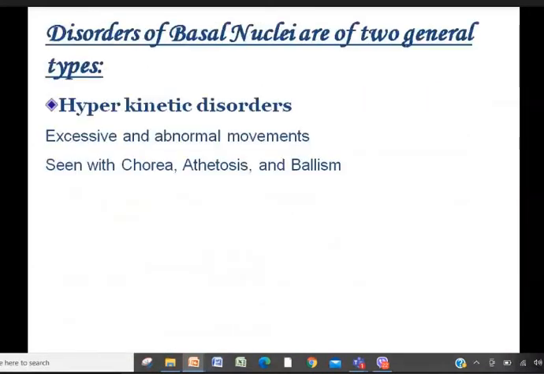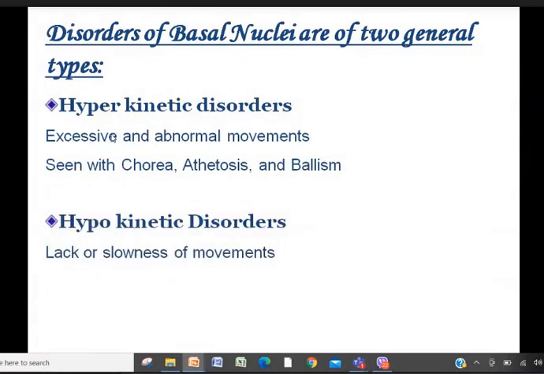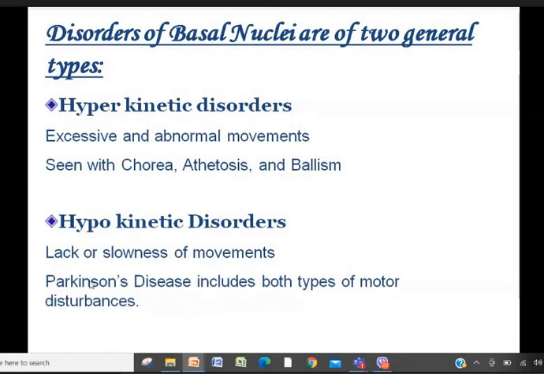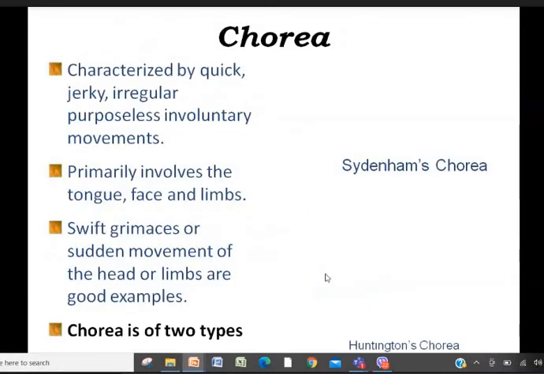These are movements. And what are the disorders of basal nuclei? You may be asked. Hyperkinetic disorder, excessive and abnormal movement, is seen in chorea, athetosis, ballism, whereas hypokinetic disorder is in Parkinson disease. It involves both types of motor disturbance.